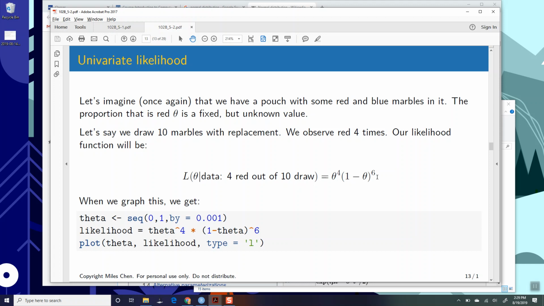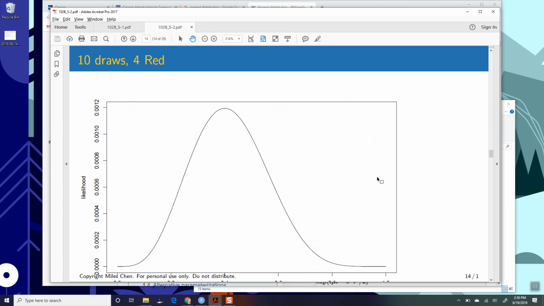Where's the peak of theta? What's going to be the most likely value of theta? Just intuitively, you would say 0.4. We got 4 red out of 10. So intuitively, the most likely value is going to be 0.4, and that's what we'll see. The graph got cut off, but the peak here is this. This is 0.4, this is 1, and this is 0.